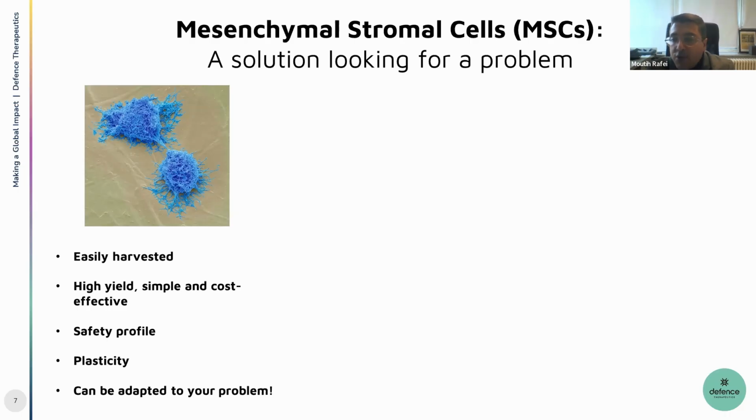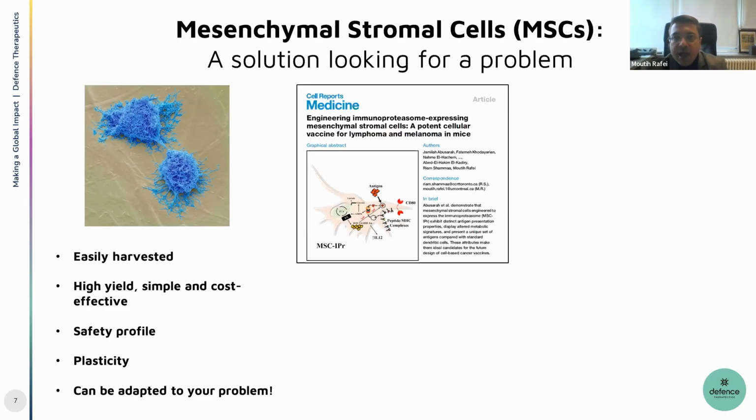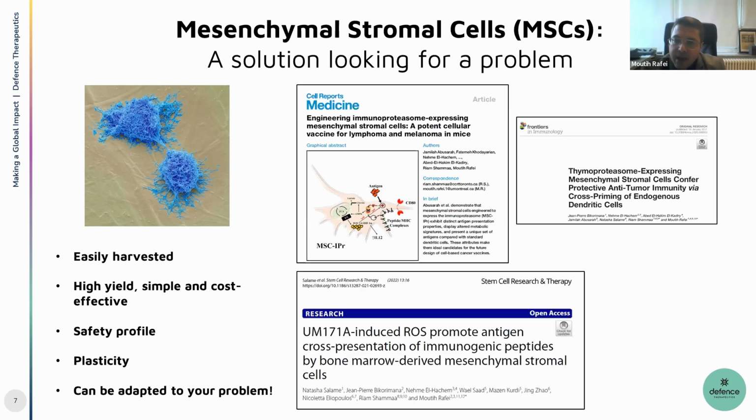What's really interesting also is the plasticity of these cells. MSCs could be oriented the way you want them. If you find the right conditions, you can reprogram them to deliver something of interest. I've been highly interested in these cells for the last 10 years. I was able to engineer them to make them antigen-presenting cells by overexpressing the immunoproteasome complex and the thymoproteasome complex, and we've shown that in both cell products, these vaccines were able to control, if not eradicate, established tumors.